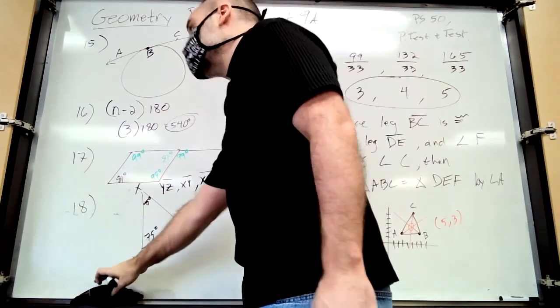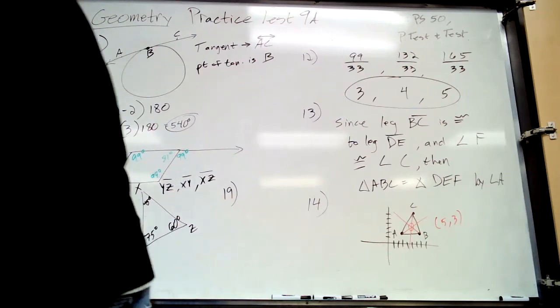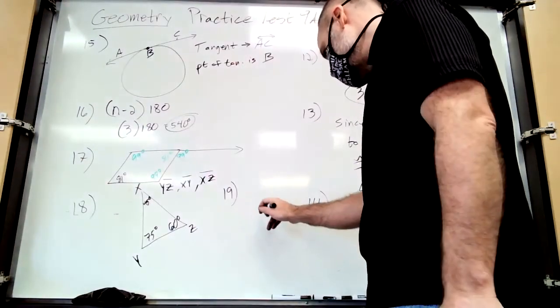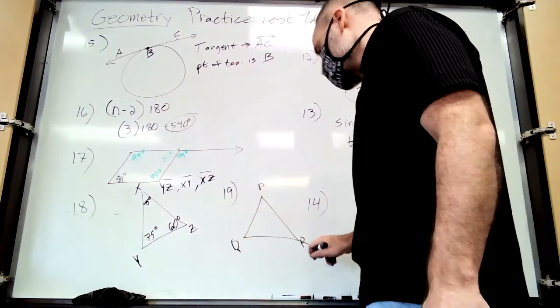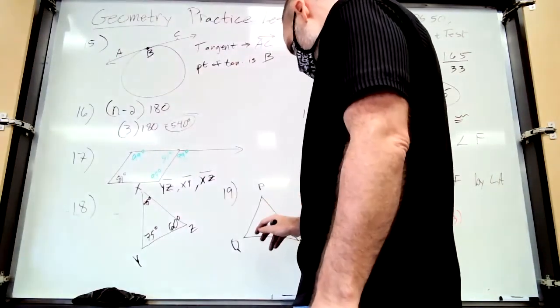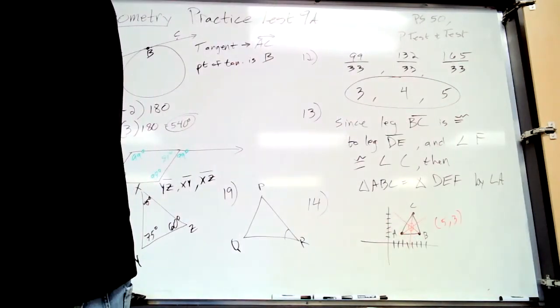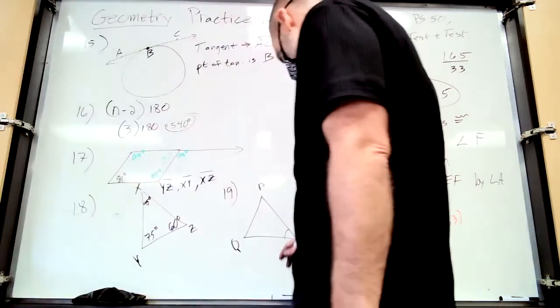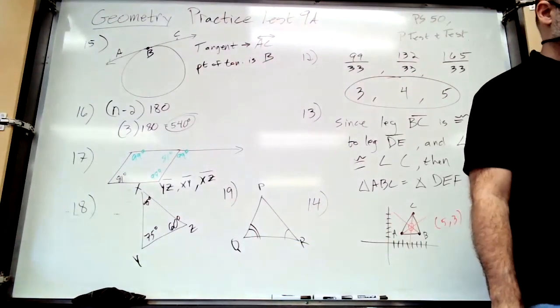All right, 19. What is the included side of angles QRP and PQR? So let's draw just a random triangle, PQR. The included side of angles QRP, that one, and PQR, this one. So what's the included side of those two angles?